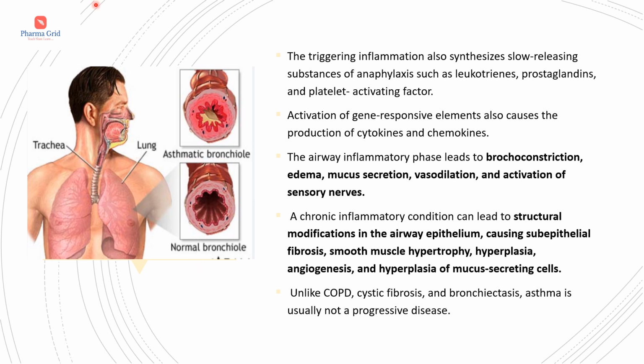Here you can see the structure of the respiratory system, and here you can see the difference between an asthmatic bronchiole and a normal bronchiole. In the normal bronchiole, there is no bronchoconstriction, no edema, and there is no mucus. But here you can see in the asthmatic bronchiole, what happens? The bronchial smooth muscles got constricted. As a result, there will be bronchoconstriction and the inflammation of the bronchial walls. And also, it is filled up with the mucus. So this is the structure of an asthmatic bronchiole.